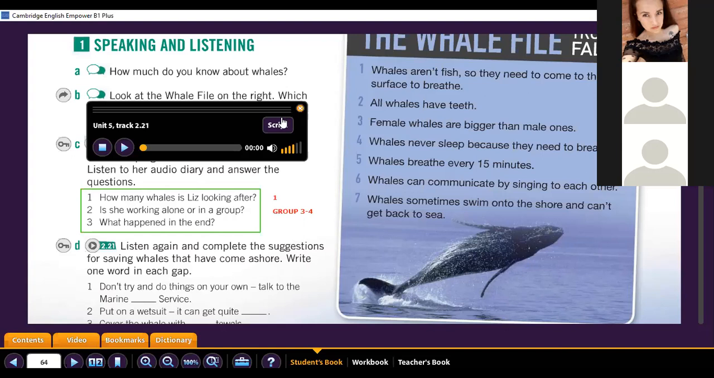Imagine they had to take care or at least try to help the 20 to 30, it was a big group of whales, right? Era un grupo grande de ballenas porque ahí nos decía que estaban varadas en la costa al menos de 20 a 30 ballenas, ¿no? Es un grupo muy grande. And they had to take care of each one of these whales.